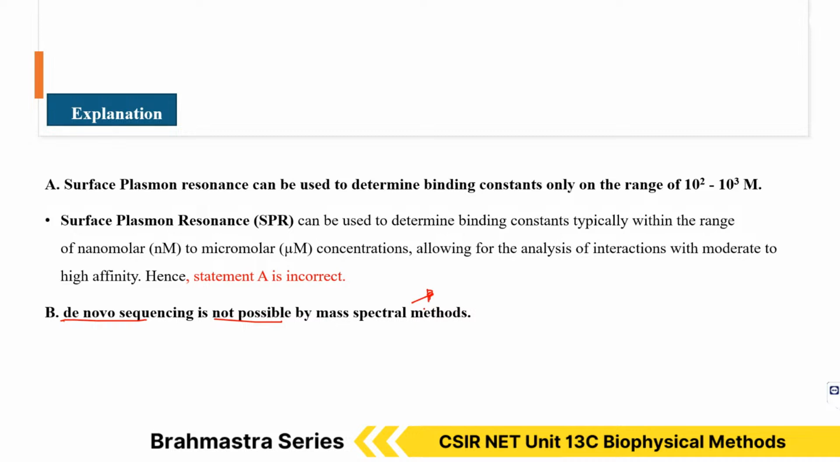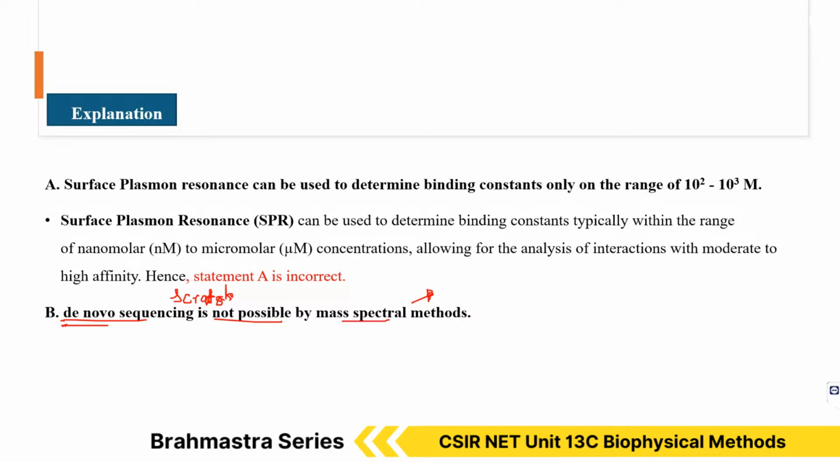And basically, we can use it to determine the composition of our sample by measuring the mass to charge ratio of the ions, peptide ions. Now, what is de novo sequencing? De novo sequencing means it's a process of determining the sequence of an organism from scratch. Scratch means you don't have a reference genome for it, without relying on the pre-existing reference genome. So that is de novo sequencing.